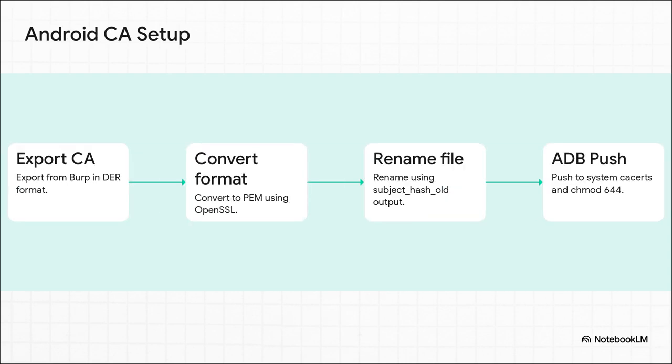Next up, we have to force our certificate right into the heart of the Android system. Modern apps completely ignore user CAs, right? So we have to get into that system-level trust store. To do this, you'll export your CA from Burp, convert it to PEM format using OpenSSL, and grab a specific subject hash. You rename the file using that hash, and finally, assuming you're on a rooted device, which you should be, you use ADB to push this file directly into the cacerts directory with 644 permissions. And just like that, your foundation is totally set.